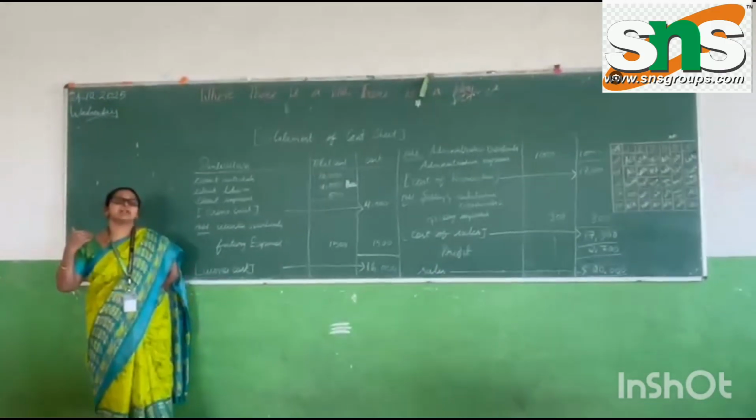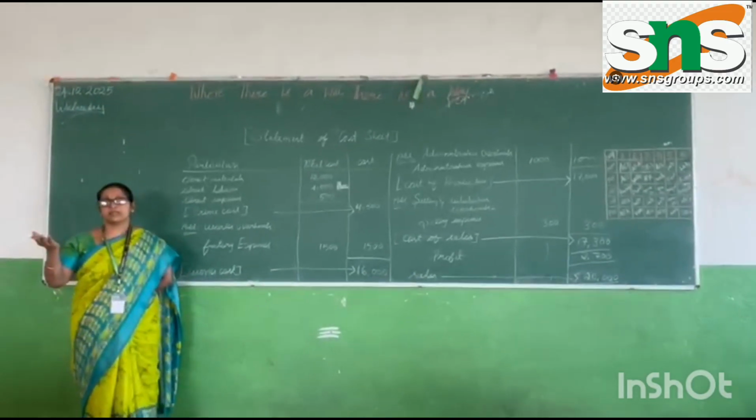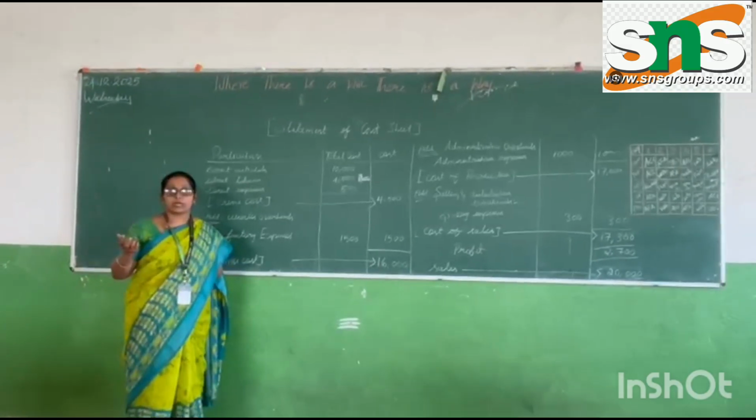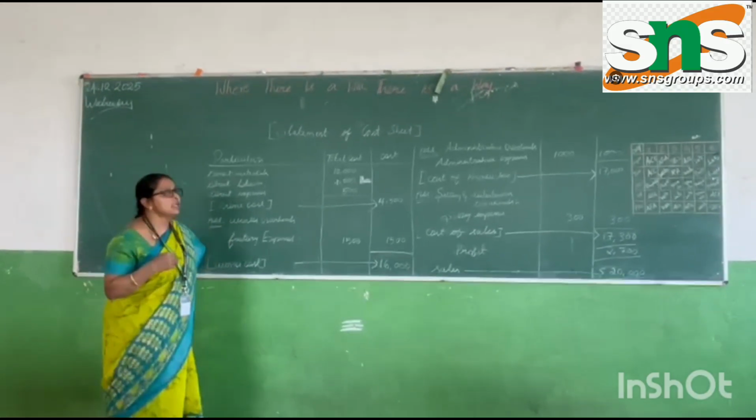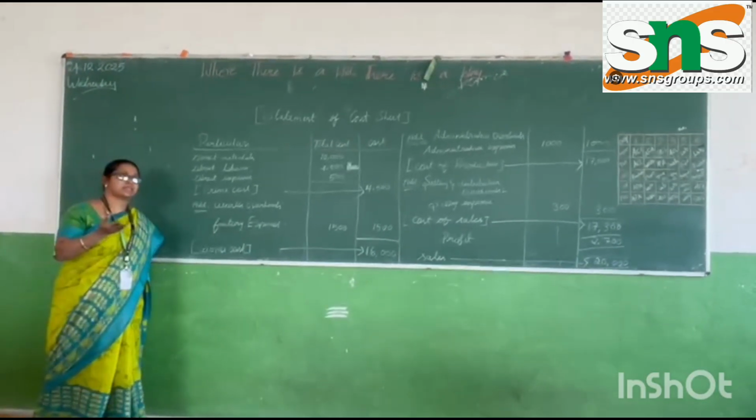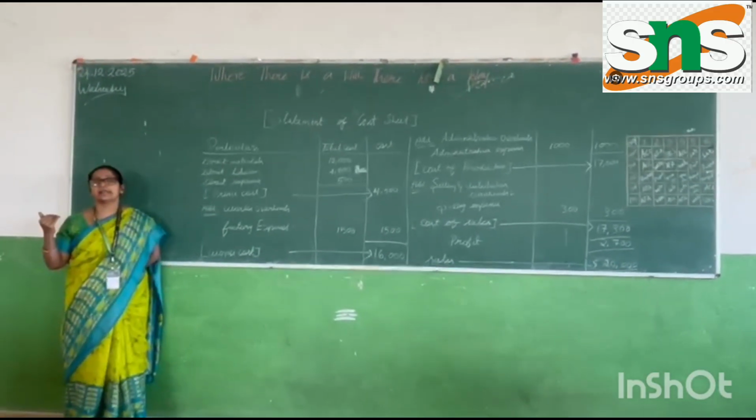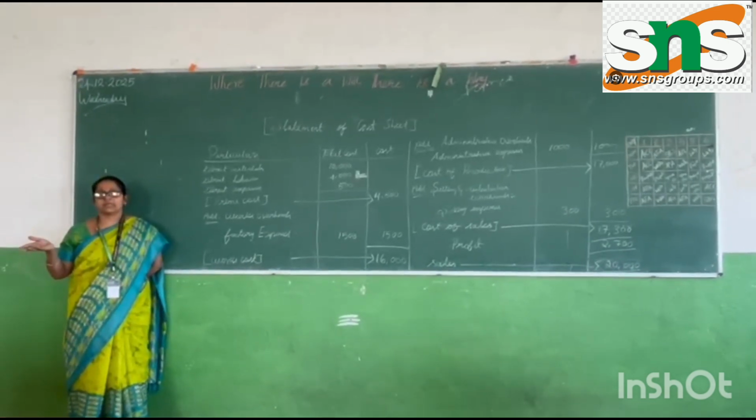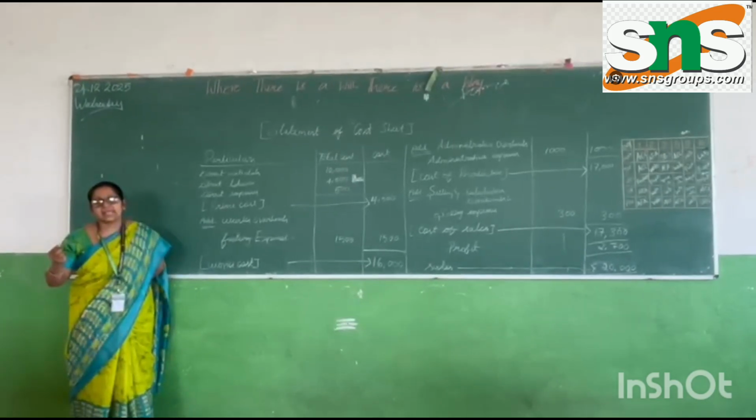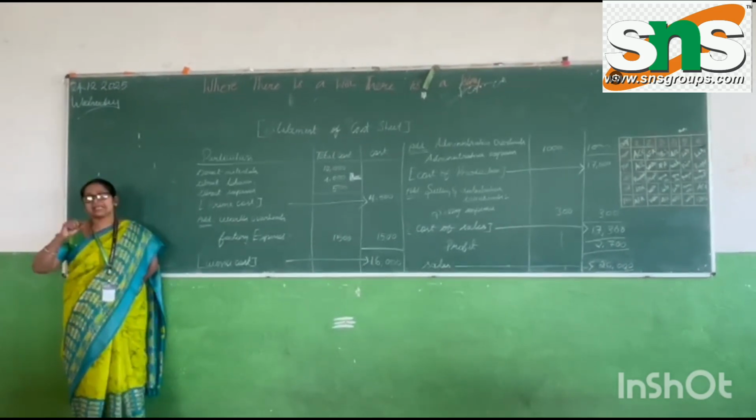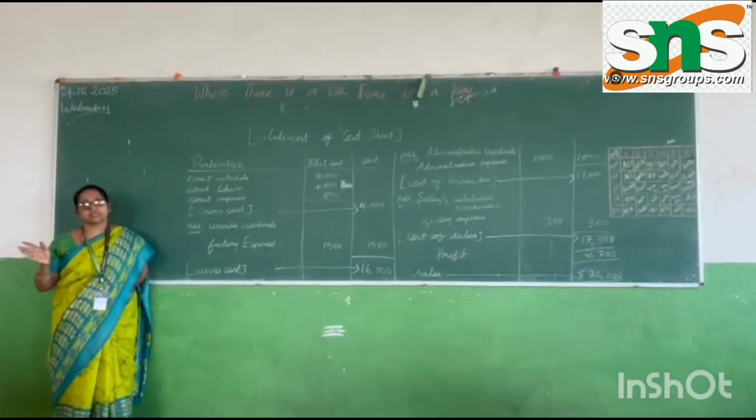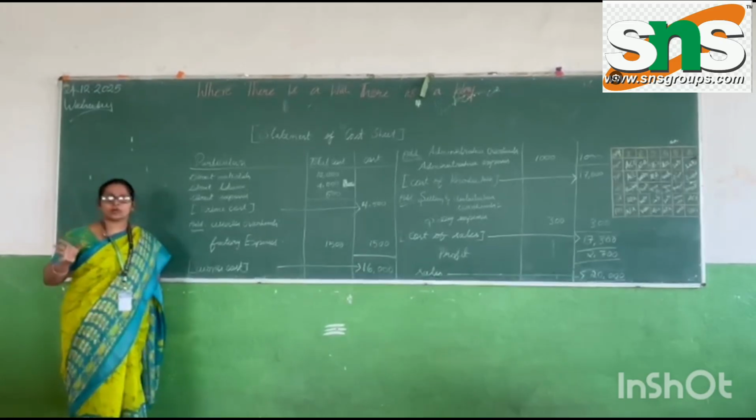Another head is we add office and administrative overheads to the works cost. The answer is called cost of production. To that cost of production we add selling and distribution overheads. What are the selling expenses and distribution expenses incurred by the factory? That should be added in the heads of selling and distribution overheads. The answer is called cost of sales. We deduct the cost of sales from the sales value. If we get a plus value, it is called profit. If a minus value, it is called loss. That is the format of preparing the cost sheet.